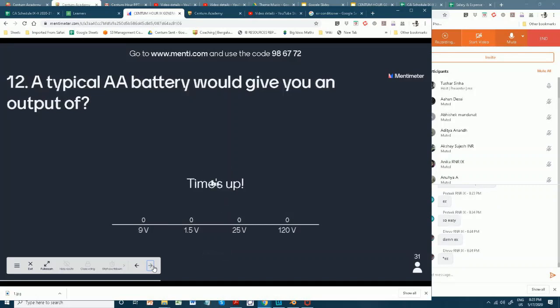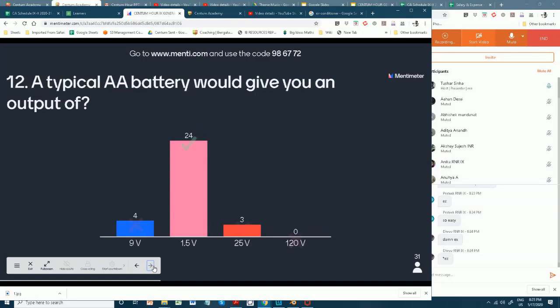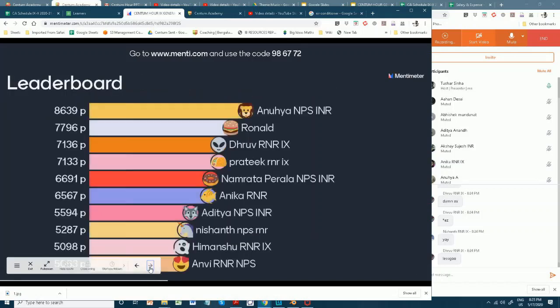Damn easy. Okay, cool. Most of you got it. A 9-volt battery is not AA. Wow, cool, nice. I'm really happy to see a lot of people know the right answers. That's nice. Here is the leaderboard.